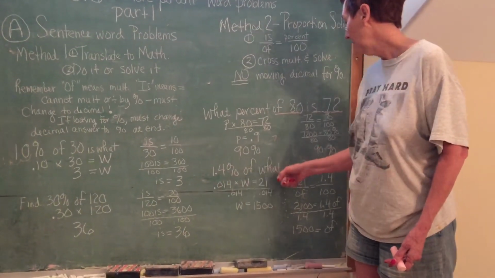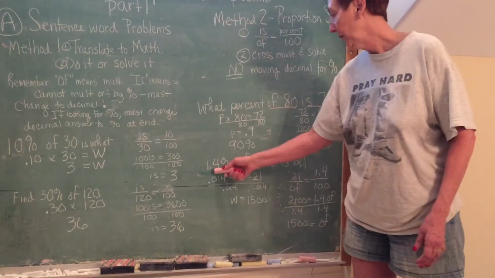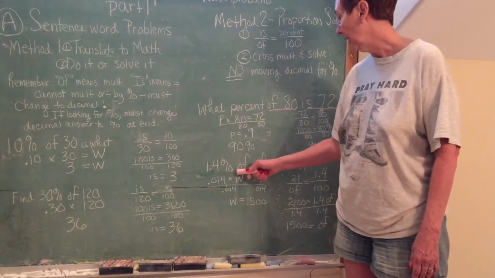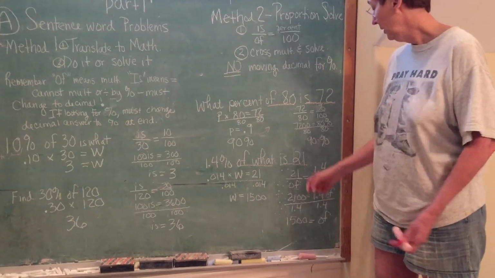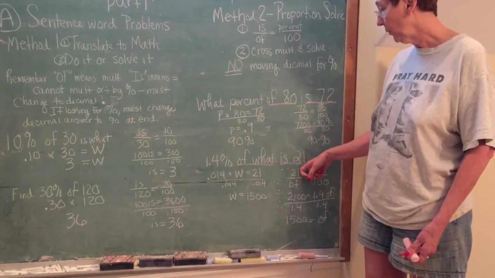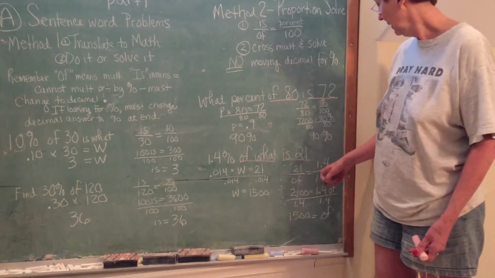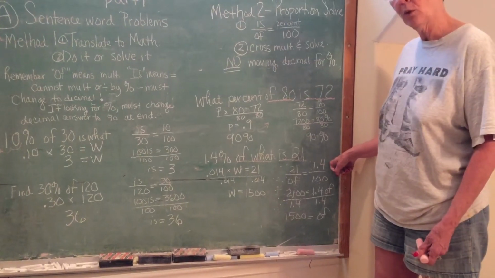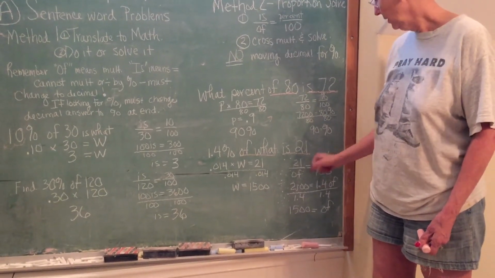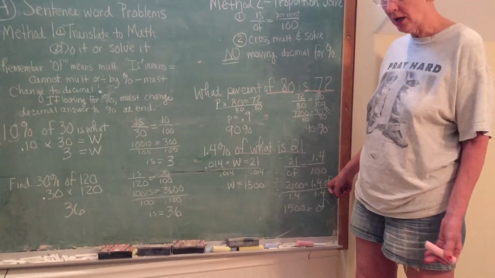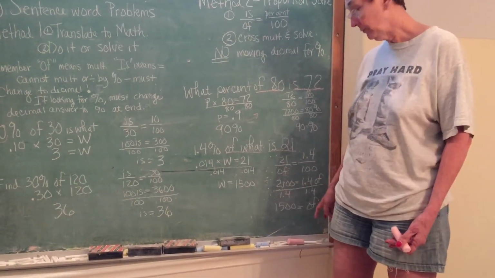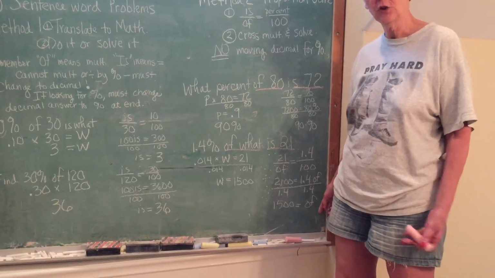1.4% of what is 21? Well, that's your percent, that's easy to find. Of, you don't know. Is 21. So is goes on top, 21 over my of. My percent was 1.4, and that goes over 100. Cross multiply, you have 2100 is 1.4 times your of. Divide by 1.4, and you get 1500 is your of.